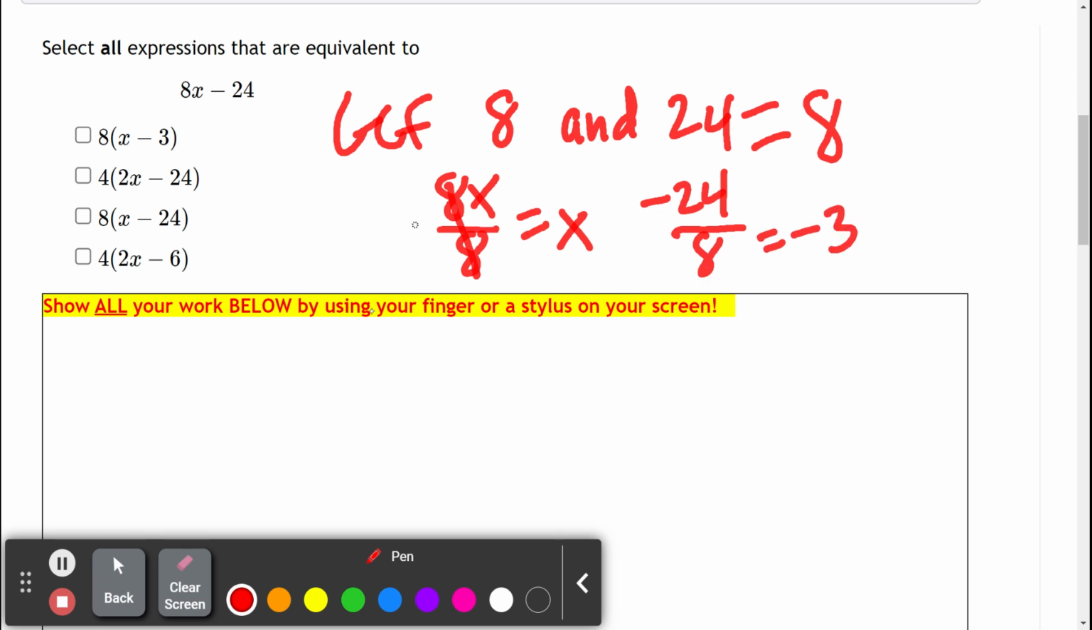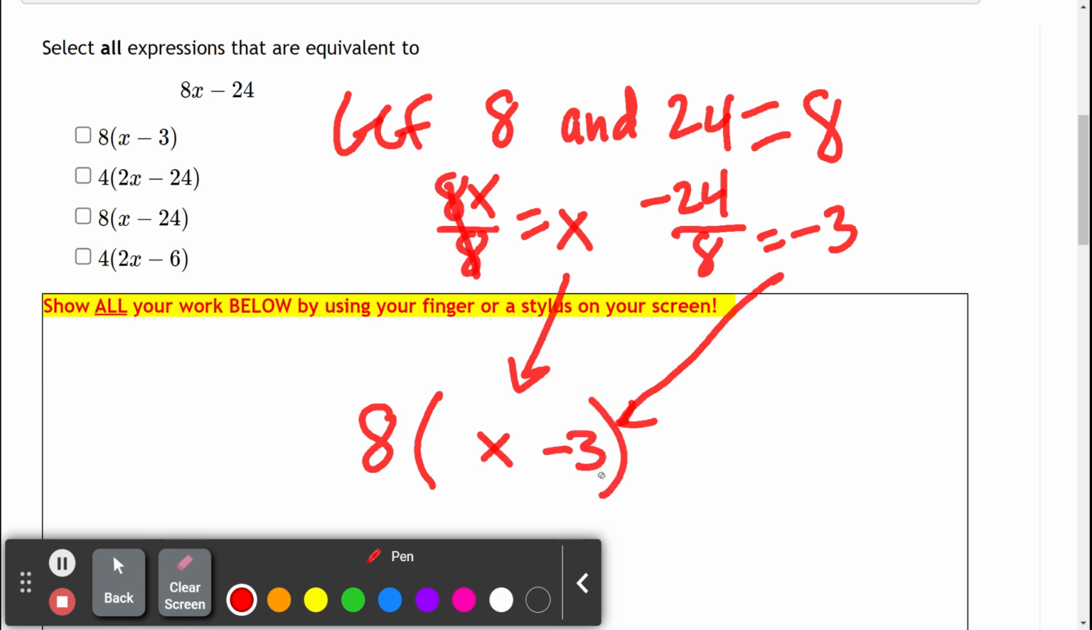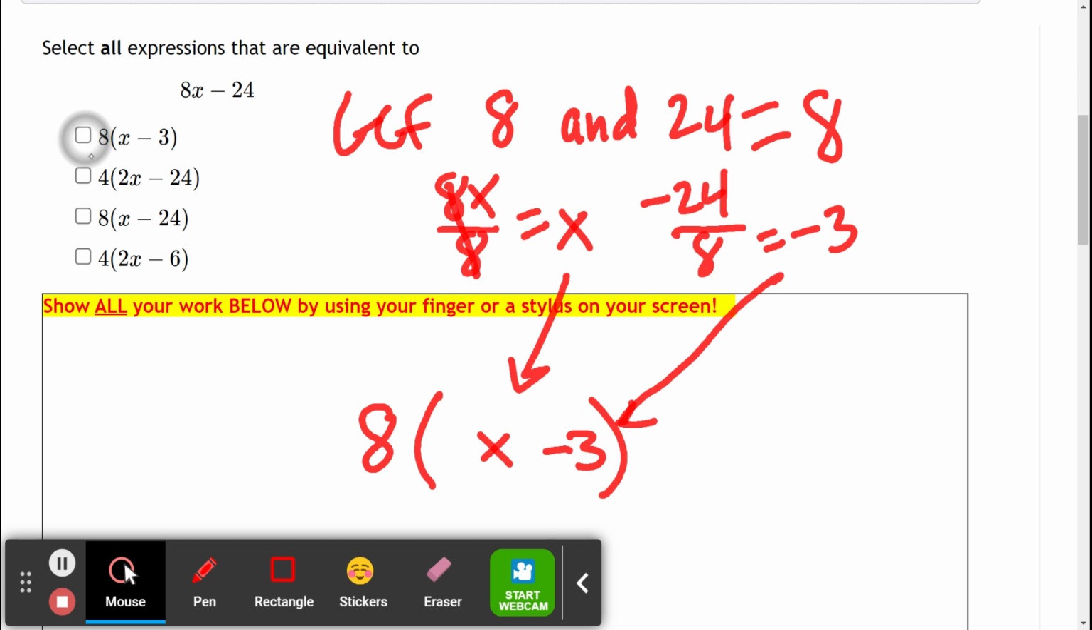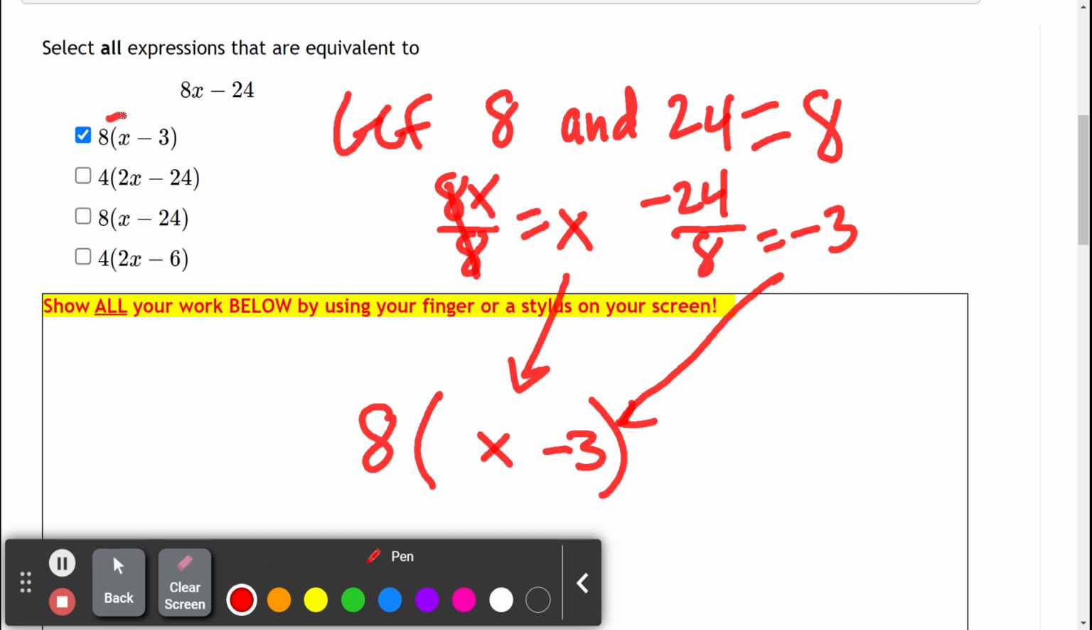So what you do is take the GCF, which is 8, and then inside is x and the -3. That should be it. And I'll tell you here, it's this. How do I know it is? Because if I distribute, 8 times x is 8x, and 8 times -3 is -24. You see, when you distribute it, it brings you right back.